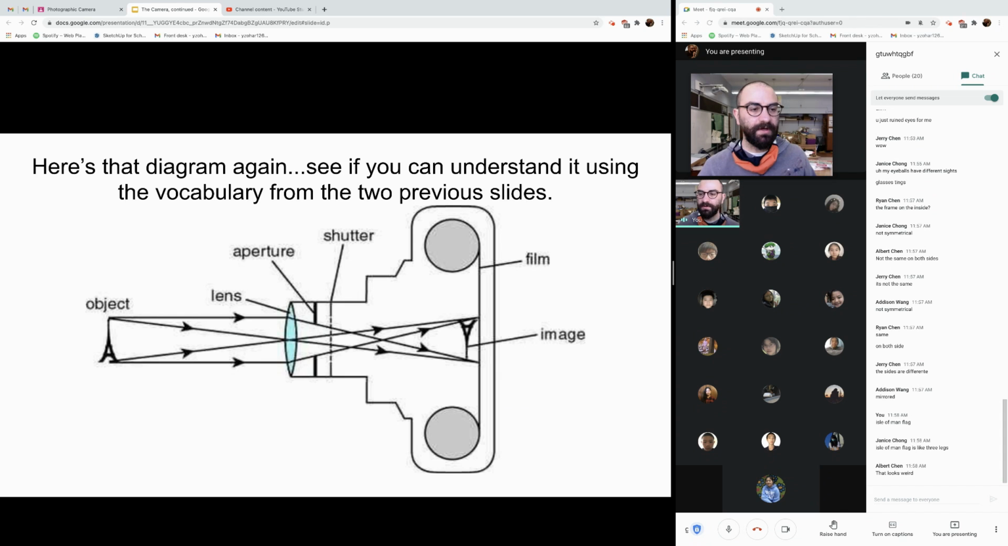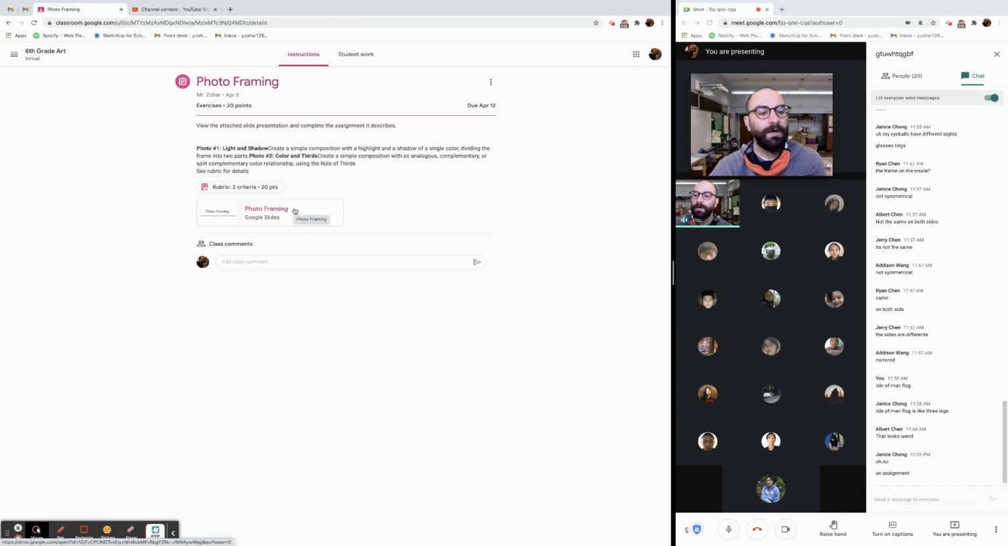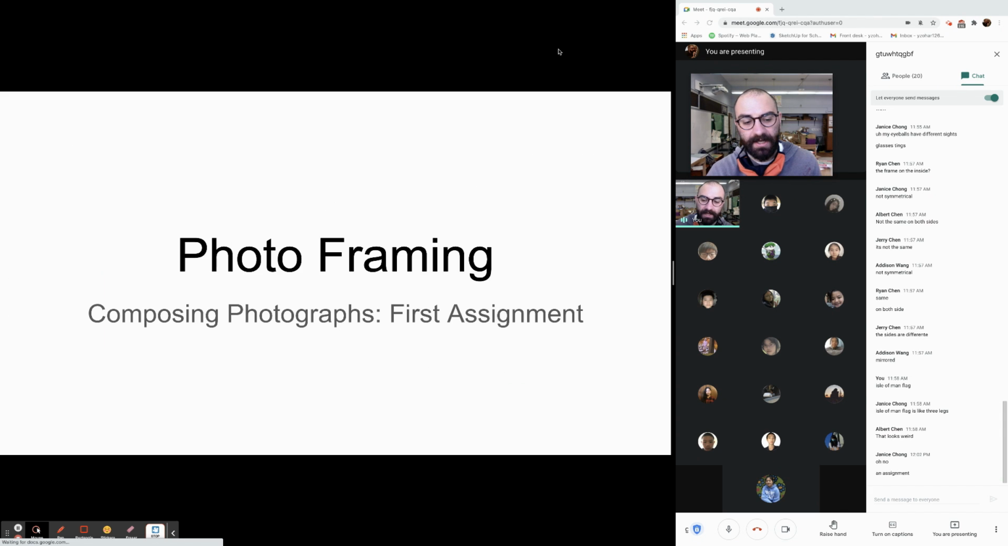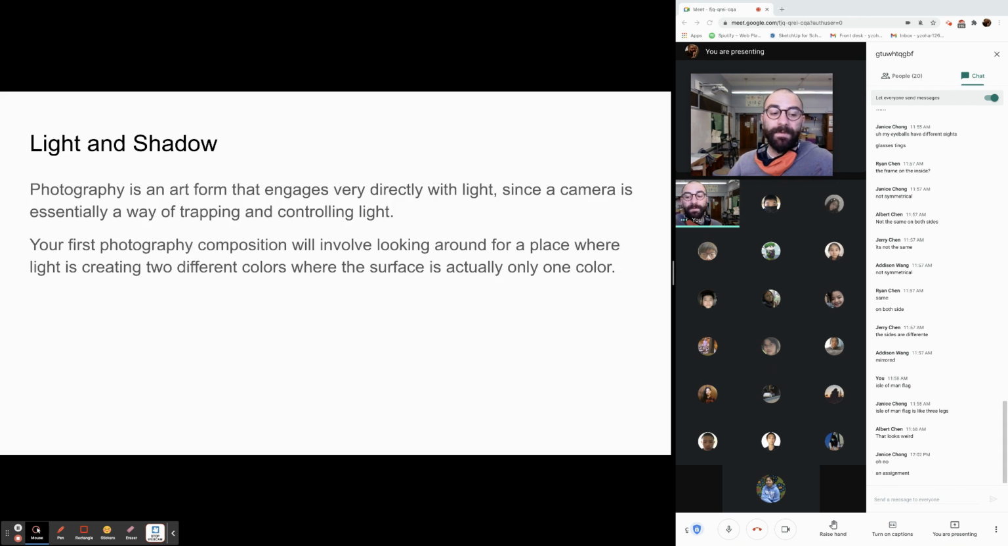Lucky you guys, you have an assignment. Check this out. Let's look at this together. And let's talk about photo framing. This is a basic composition exercise. I'm gonna ask you to take a couple photographs. I'm gonna show you how.